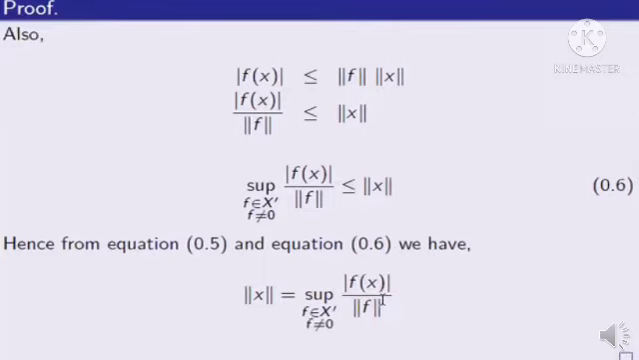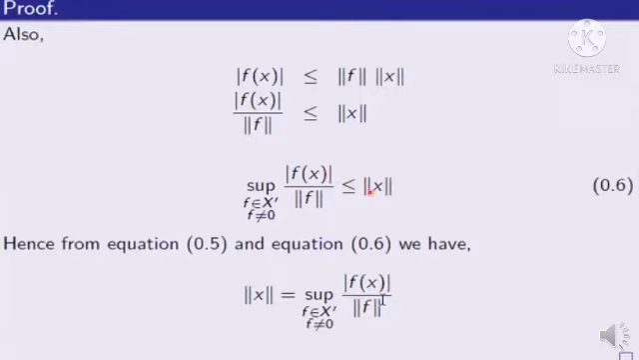Also, using the property of bounded linear functionals, the absolute value of f of x is less than or equal to the norm of f into the norm of x. If the norm of this f is non-zero, then we can take it to the left side. So the absolute value of f of x over the norm of f is less than or equal to the norm of x. If we take the supremum on both sides, here the norm of x is positive, so there is no need of supremum.